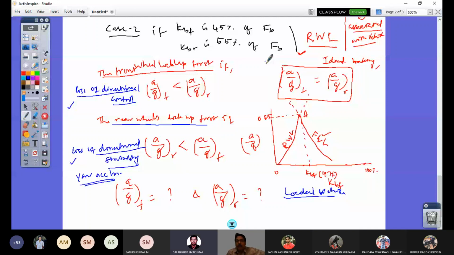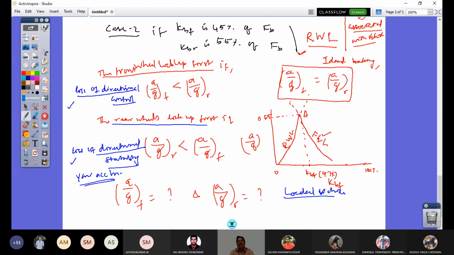Sir, during this derivation, you said that the load is transferred from the rear to the front, sir. But over here we have a gradient, like a positive gradient, in which the load will be transferred to the rear, no, sir? No, that effect will not be that much.